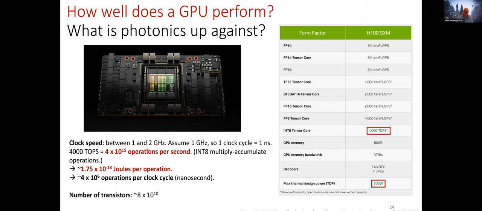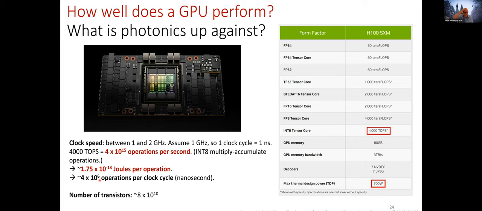But this is really where things stand. To give another perspective on how large this number is, if we think about the clock cycle being 1 nanosecond, we can ask how many operations are happening in just a single clock cycle. It turns out that in this case, about 4 million operations are happening every clock cycle, every nanosecond. So that gives us a pretty strong constraint and intuition on how good our photonic systems would have to be.